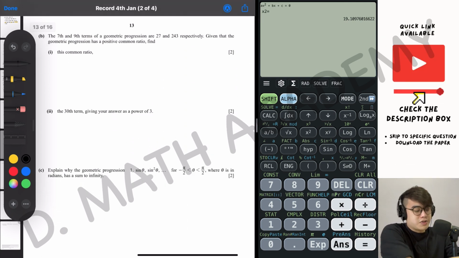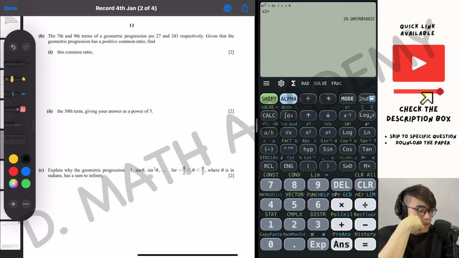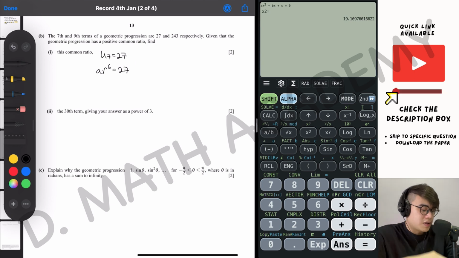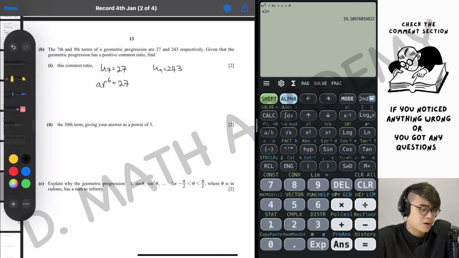As for the next question, which is our section B here, they gave us the 7th and the 9th terms of a geometric progression. Okay, 27 and 243 respectively. So they gave us u7 equals 27. This is ar to the power of 6 equals 27. As for the other one, we have u9 here, which is 243, ar to the power of 8 equals 243.